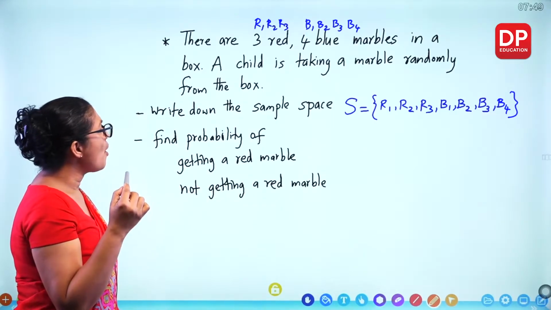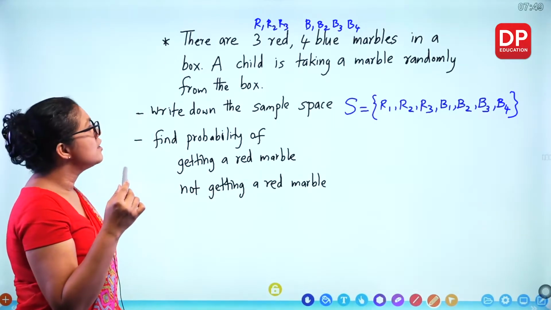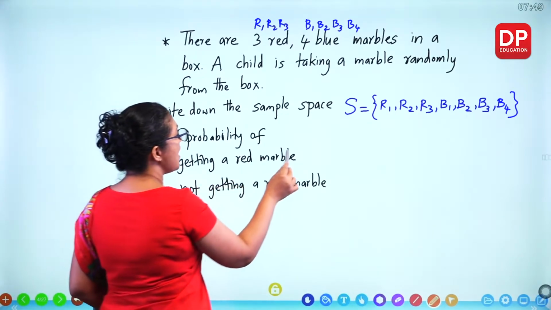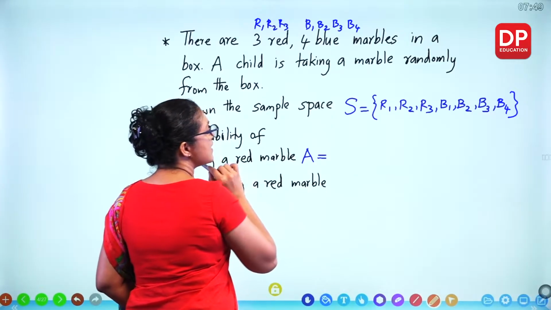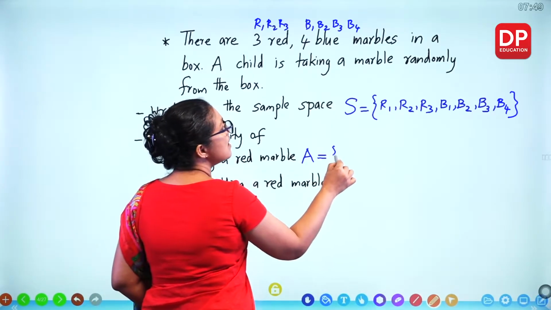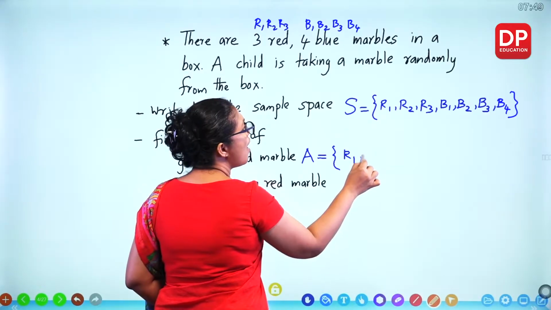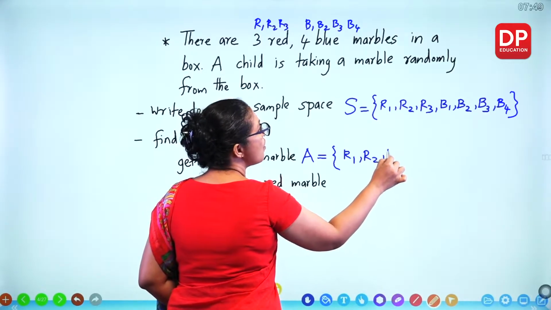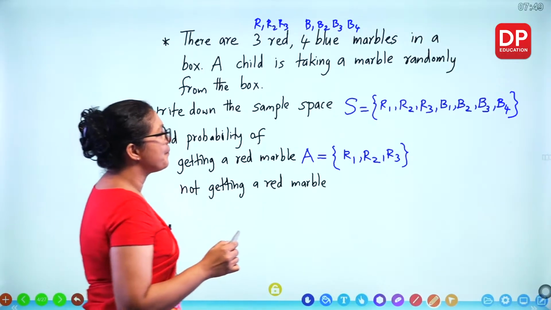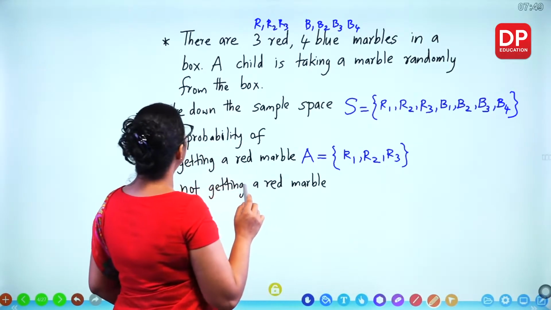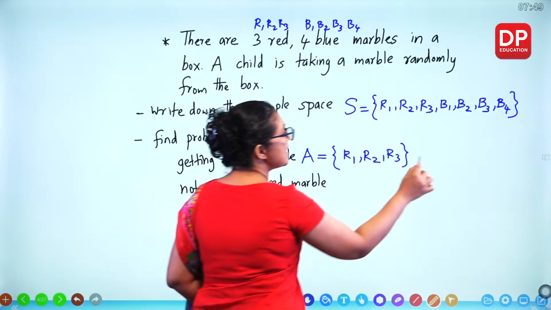Then find the probability of getting a red marble. So how many red marbles are there? I'll take this one as A. When you take the set A, red marbles, you can get either R1, R2 or R3. So how many outcomes are there? 3 outcomes.